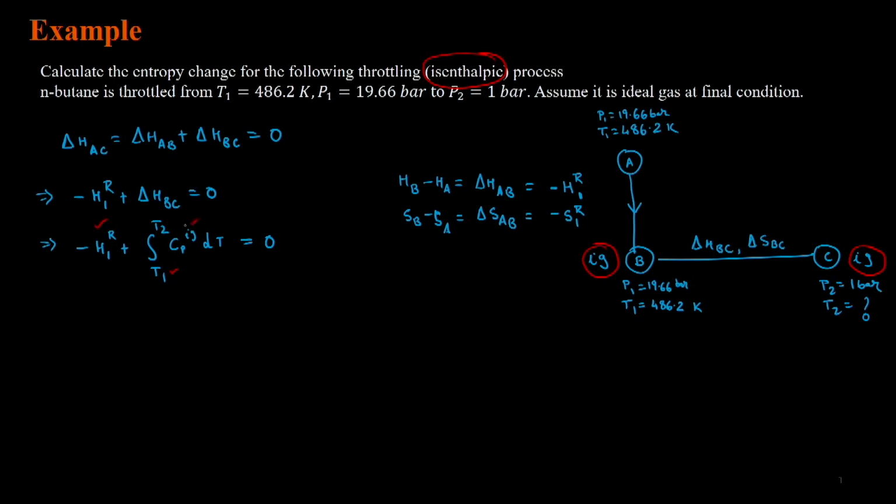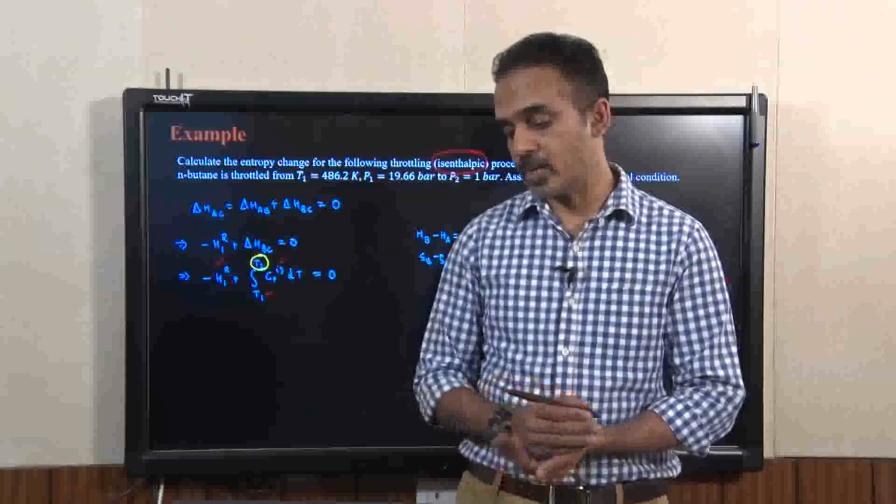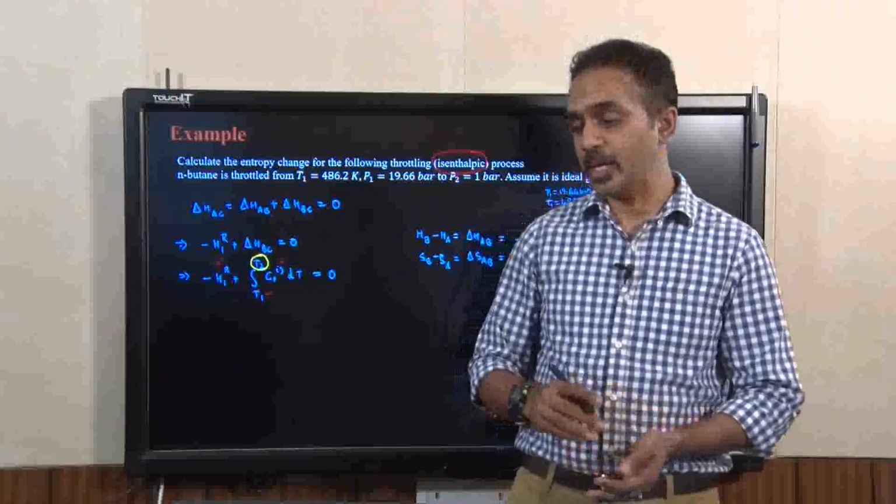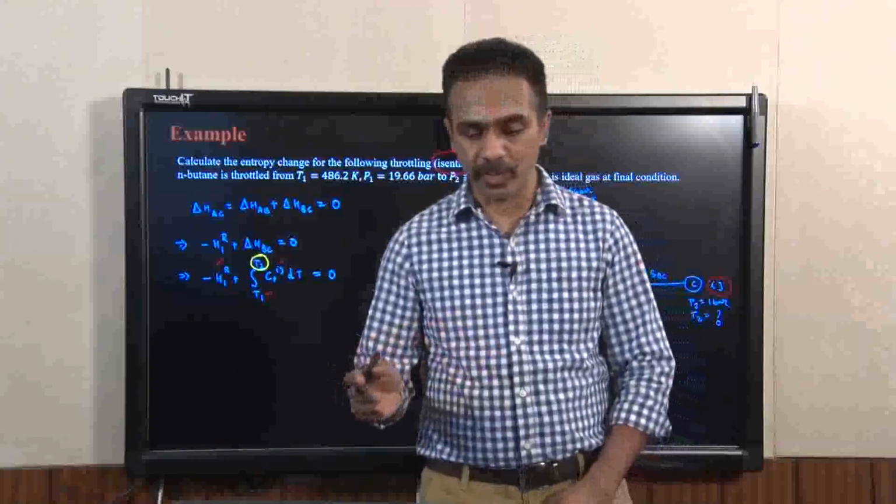I know the ideal gas heat capacities, Cp^ig, from any handbook. So all I do not know in this equation is T2. Because I know everything else, I can use this equation to calculate T2. And once I have T2, I know the initial and final temperatures and pressures, so I should be able to calculate the change in entropy for the ideal gas like condition, delta S B to C. And because I know S1R, I should be able to calculate the overall entropy change going from A to C.